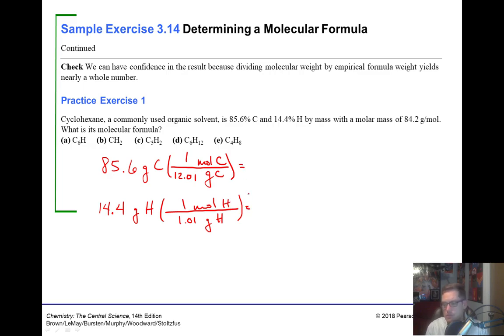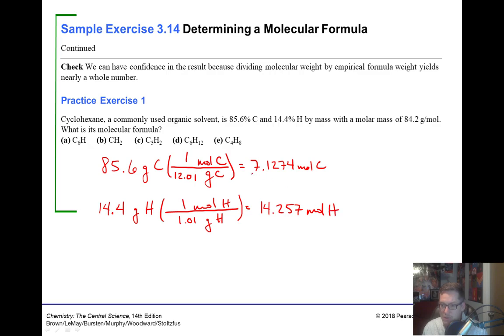So percent to mass: we say 85.6 divided by 12.01, and I got 7.1274 moles of carbon. Then we take 14.4 divided by 1.01. We get 14.257 moles. All right, so that's percent to mass, then mass to mole.